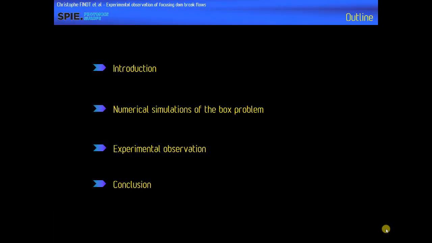So here is how my presentation will be organized. I will first introduce the different nonlinear structures that may exist in a fiber with nonlinearity. Then I will describe the box problem that we investigate by using numerical simulation. And before the conclusion, I will of course describe our experimental observation that we have achieved using an all-fibered experimental setup.